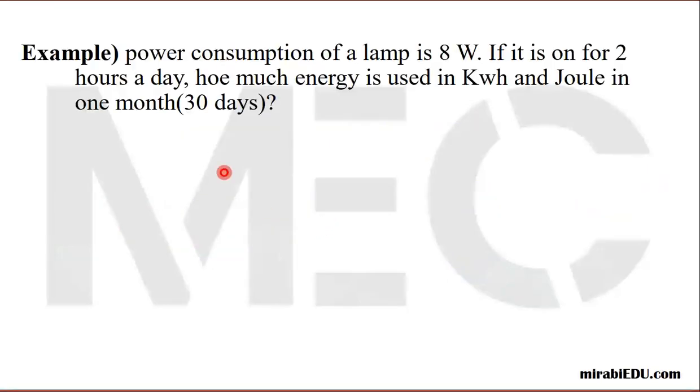Let's do some examples. The power consumption of a lamp is 8 watts. So 8 watts means 8 joules per second. If it is on for 2 hours a day, how much energy is used in kilowatt hour and joule in 1 month?